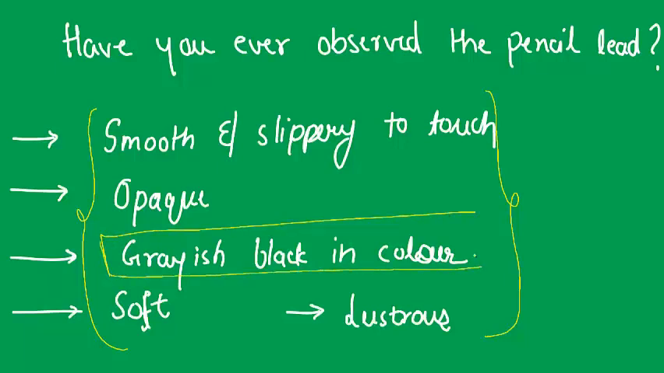The first thing that you will observe for the pencil lead is that it is grayish black in color, right? So what is the color of the pencil lead? It is grayish black in color. Apart from this, the pencil lead is an opaque substance. Now what is an opaque substance?